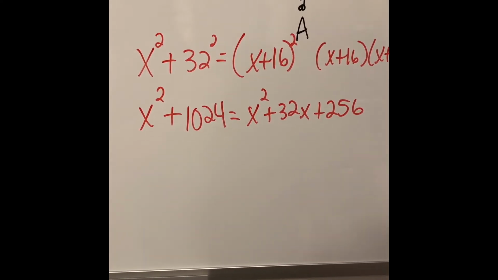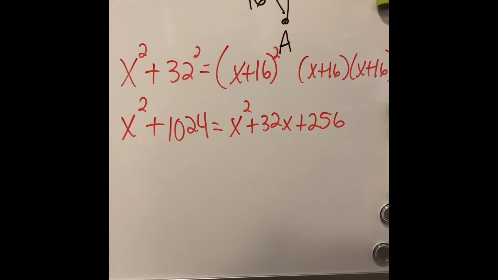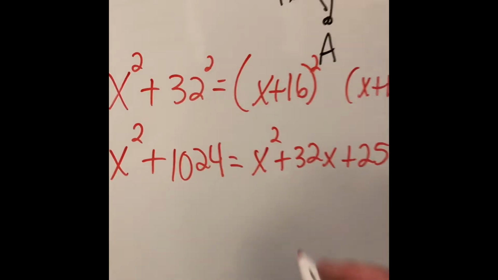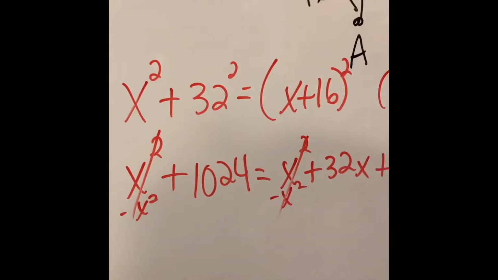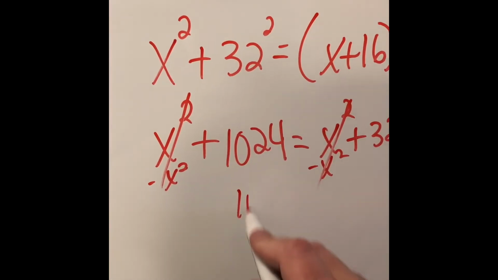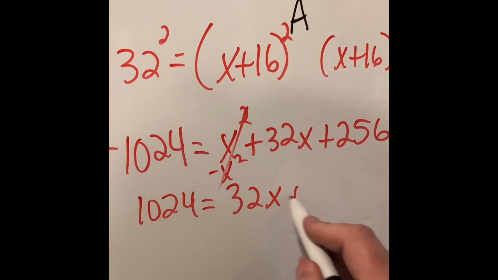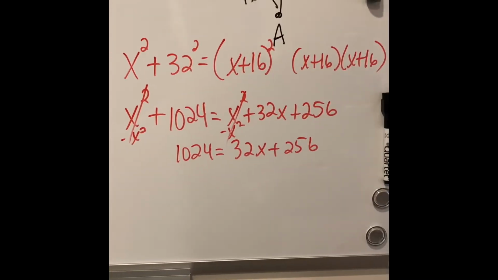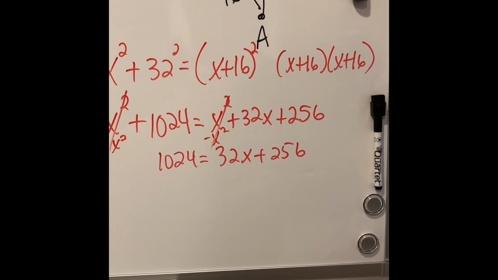Mr. Boyer, what are you doing to me? Well, here's what we're doing. Looks crazy. Looks like it's going to be tough. But watch what happens. We're going to subtract x squared from both sides. The x squareds cancel. So now it's just a nice, regular old algebra problem.